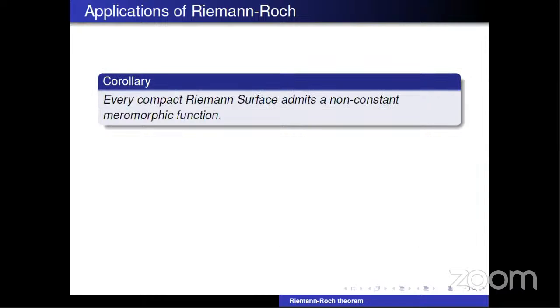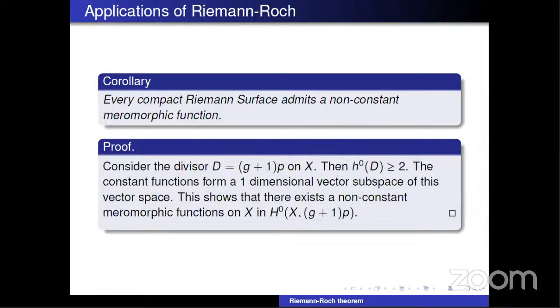Another nice application is that every compact Riemann surface admits a non-constant meromorphic function. So consider the divisor D equal to (g+1) times P on X. g is always the genus. Then the Riemann-Roch theorem tells you that H^0 of D is at least two-dimensional, because the right-hand side will be degree plus 1 minus genus. Degree is g+1, so g+1 plus 1 minus g. So the dimension of H^0 will be at least 2.